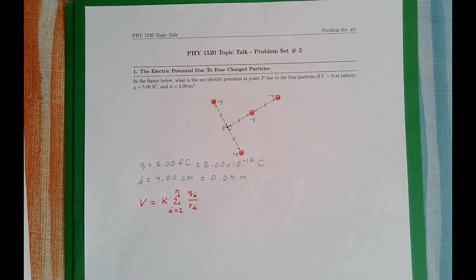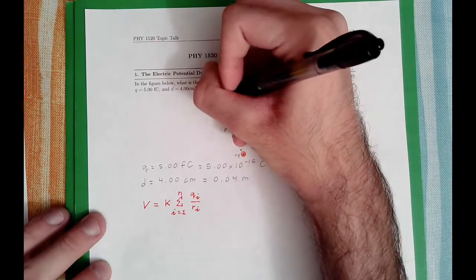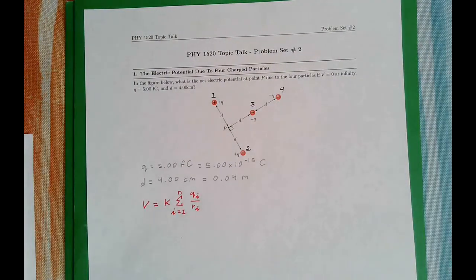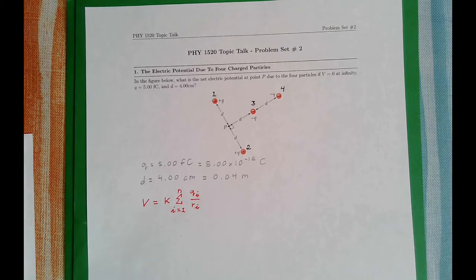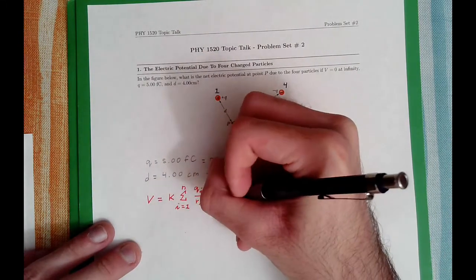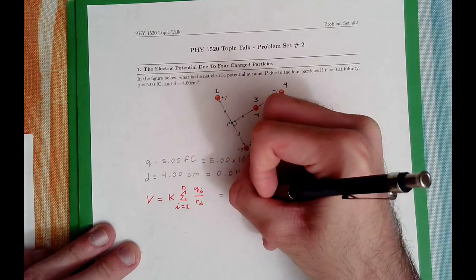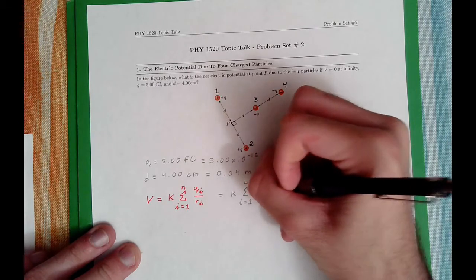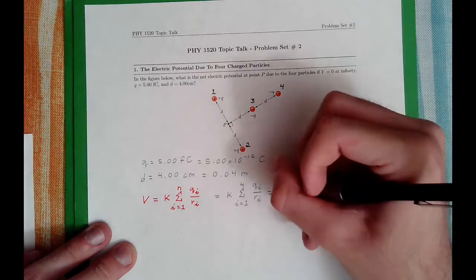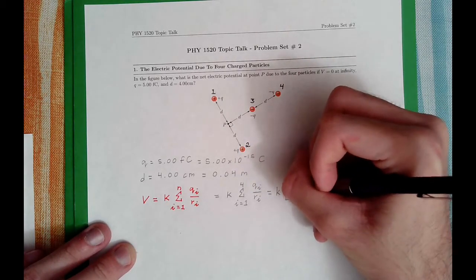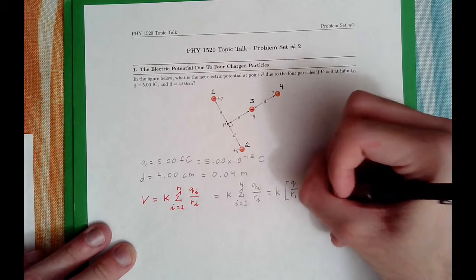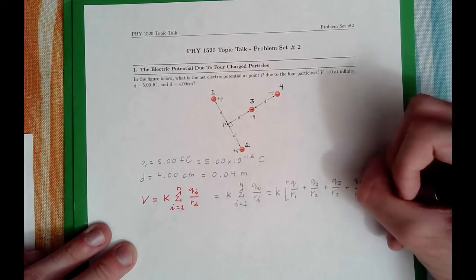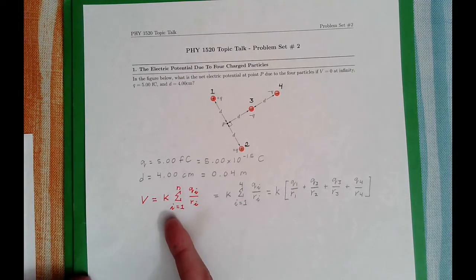Here we just have four, and let me go ahead and label each one arbitrarily. I'll call this one particle 1, particle 2, particle 3, particle 4, however you want to count them up. So in this case, this would be equal to K times the sum from i equals 1 to 4, because we have four particles, of Qi over ri. And if we expand this out, this would be K times Q1 over r1 plus Q2 over r2 plus Q3 over r3 plus Q4 over r4. So just like that, really simple. This is just a compact way of saying all of that.